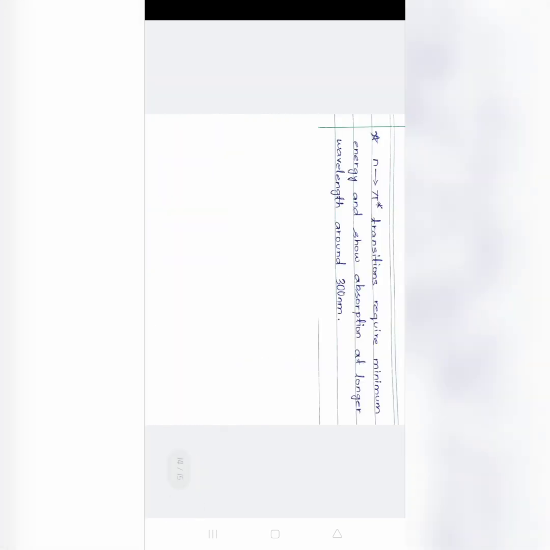Next, N to pi antibonding transition. A non-bonding lone pair electron gets excited into a pi antibonding orbital, and this is known as the N to pi antibonding transition. So in compounds which contain double bonds along with heteroatoms, the N to pi antibonding transition takes place. This transition requires minimum energy, and it is shown by radiation which has a longer wavelength, around 300 nanometer.